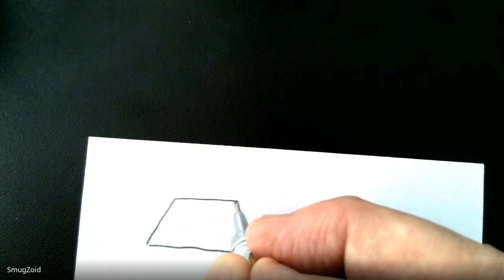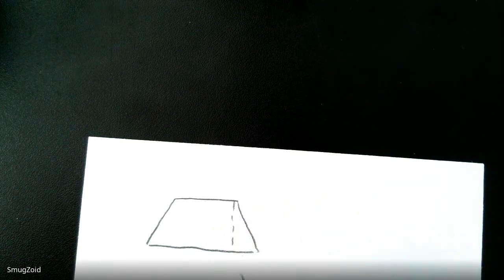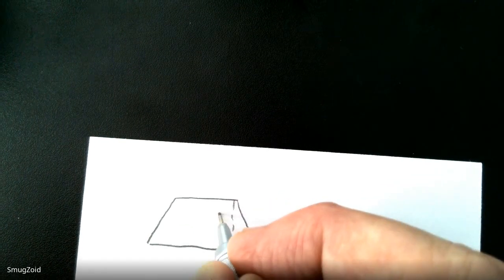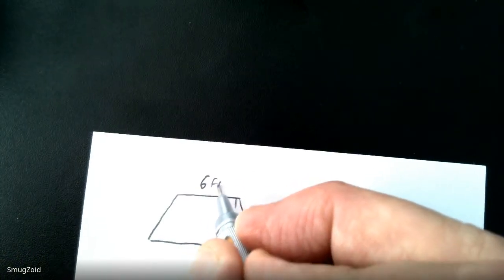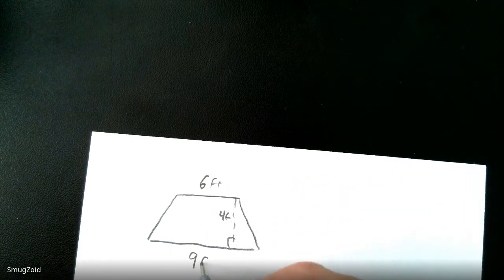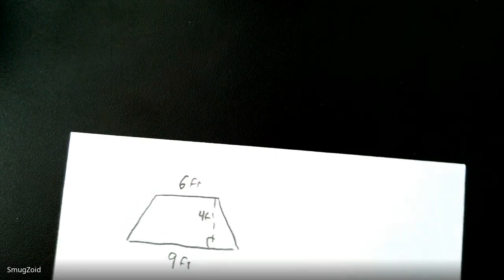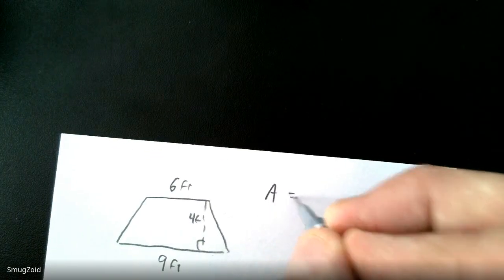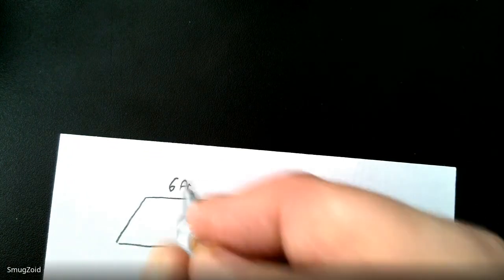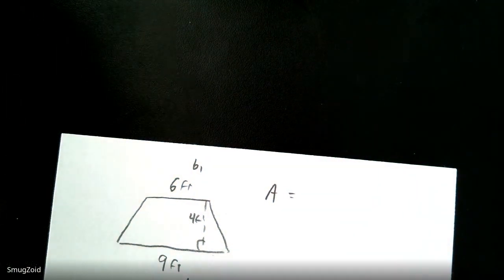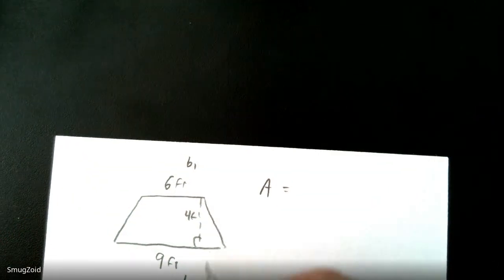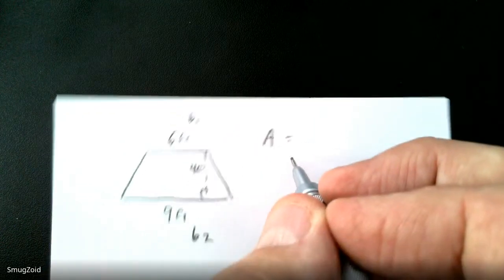I drew this. It's a trapezoid. It's got a dotted line that comes down and it says it's 4 feet. This says 6 feet. This has 9 feet. This is the only one that seems to get us. Your area is equal to, I'm going to call this B1 and this one B2. This is B2 and this is still your height. That's not going to change.